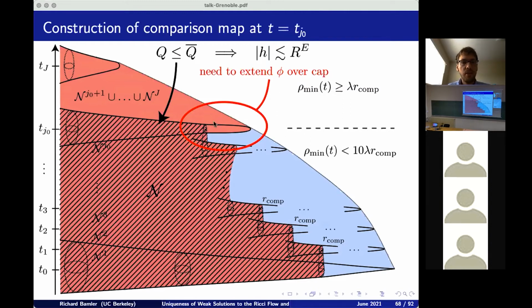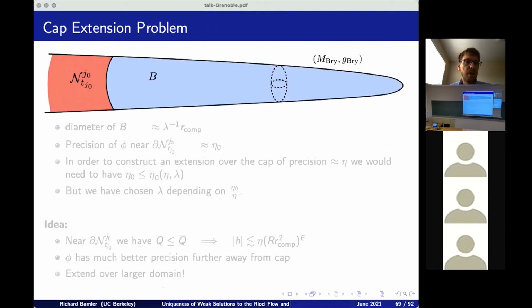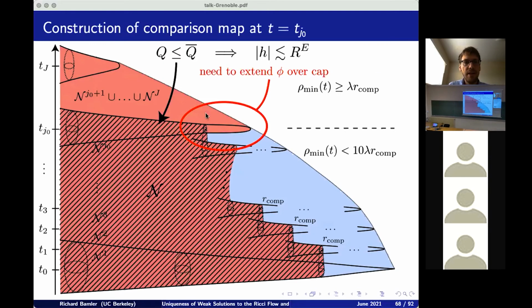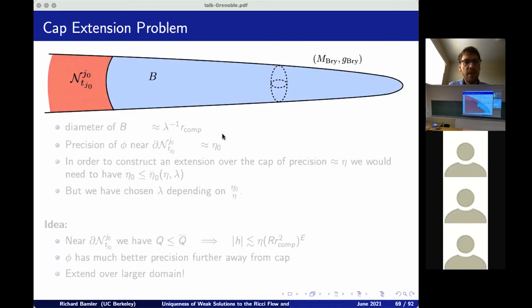All right, so we need to somehow address this question. How can we extend a map that's defined everywhere except on some kind of 3-disk? How can we extend it over the entire disk? This is what I refer to as the cap extension problem. Okay, so here I've just magnified this area.